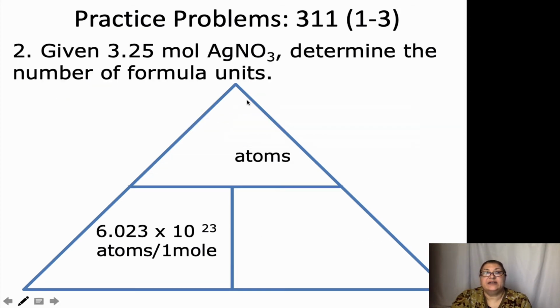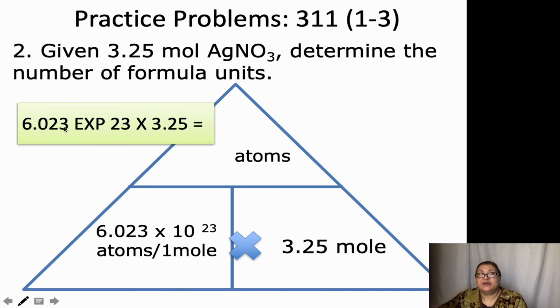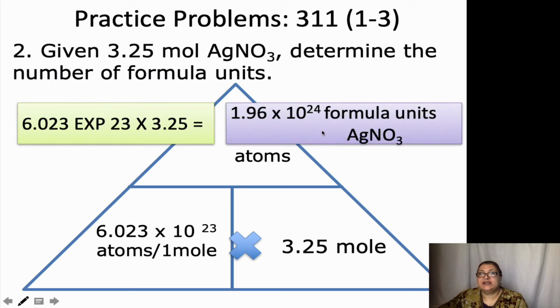Okay, given 3.25 moles. This is the same type of problem where moles goes in this corner right here. They're next to each other, so you multiply. You start with 6.023 EXP, or EE depending on the scientific calculator, but we'll go over that in class, 23 times 3.25. And this is the answer you should get.